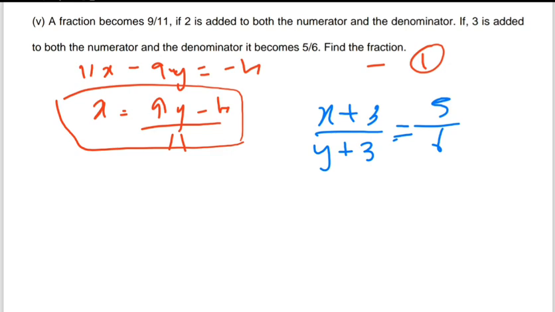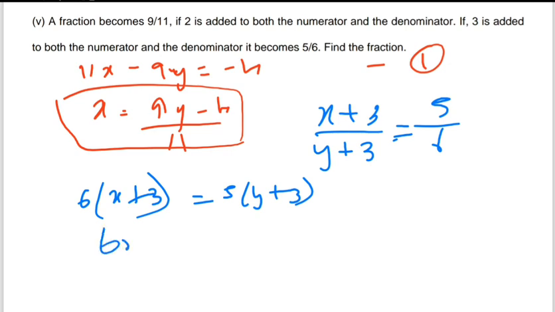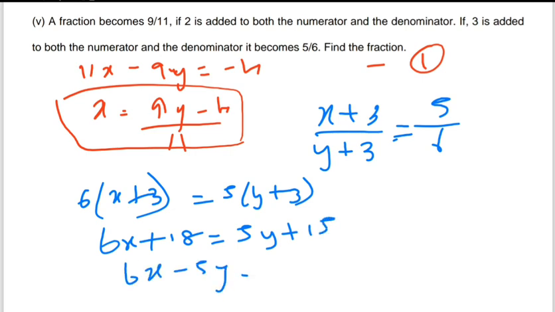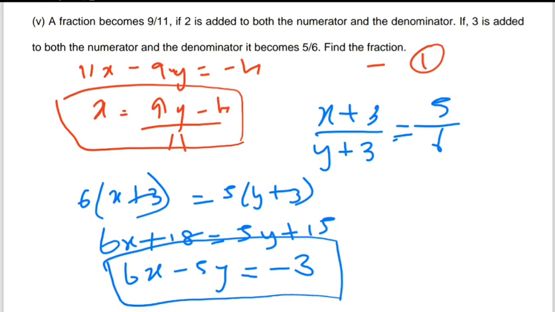So now let's cross multiply it. So 6 into x plus 3 is equal to 5 into y plus 3. So 6x plus 18 is equal to 5y plus 15. So taking variables in one side, 6x minus 5y. So 15 minus 18 is minus 3. So this is our second equation.